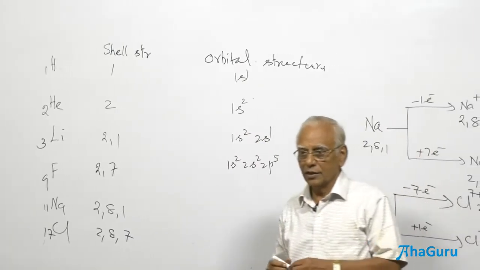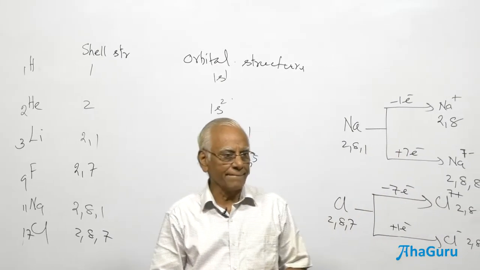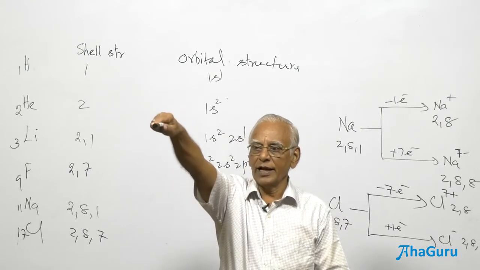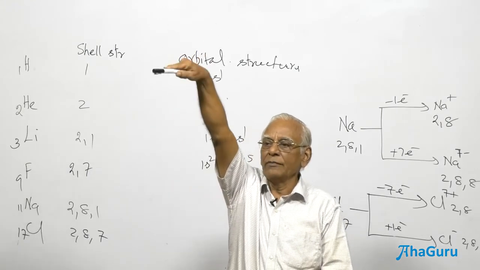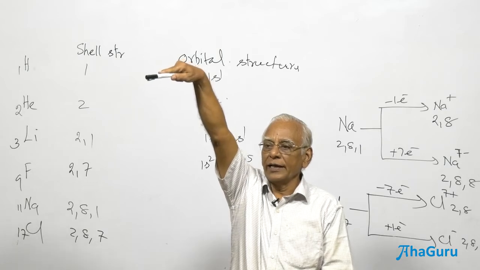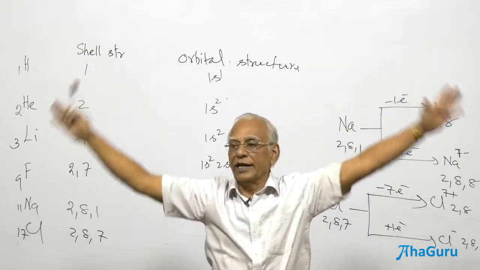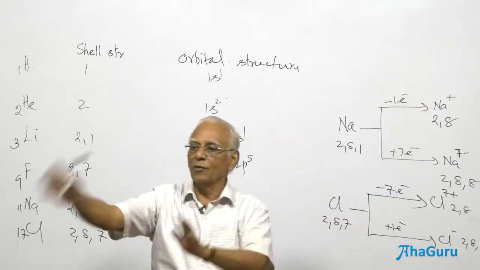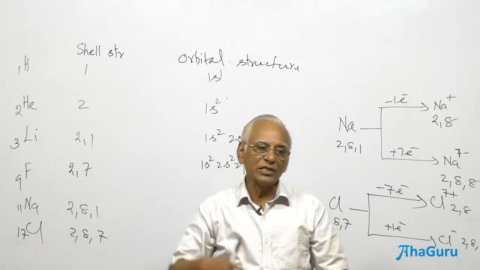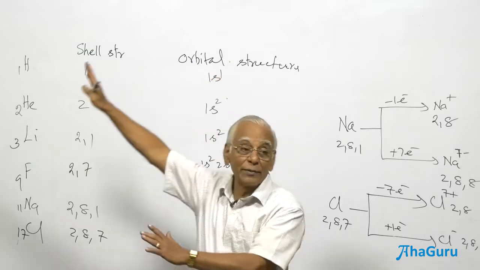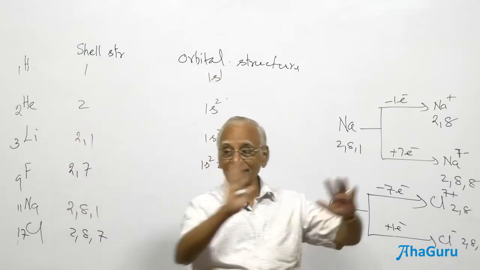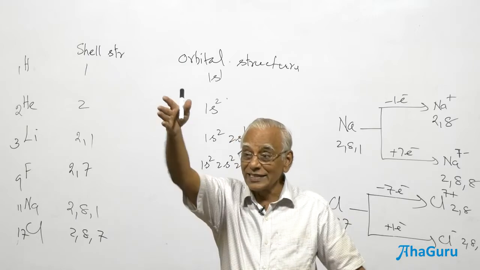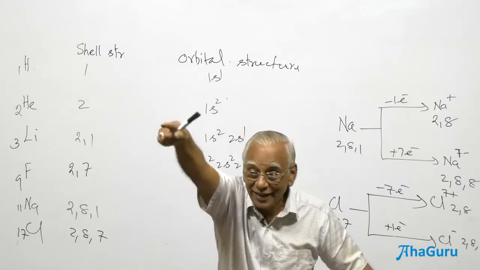Now the next question is this: what type of elements will behave like electropositive elements? You have got the entire array of the periodic elements. Classify them into electropositive elements and electronegative elements. The job is very easy. The left hand side of the periodic table are all electropositive elements. The right hand side of the periodic table are all electronegative elements. Now why is it so? What is the general underlying concept involved in that?